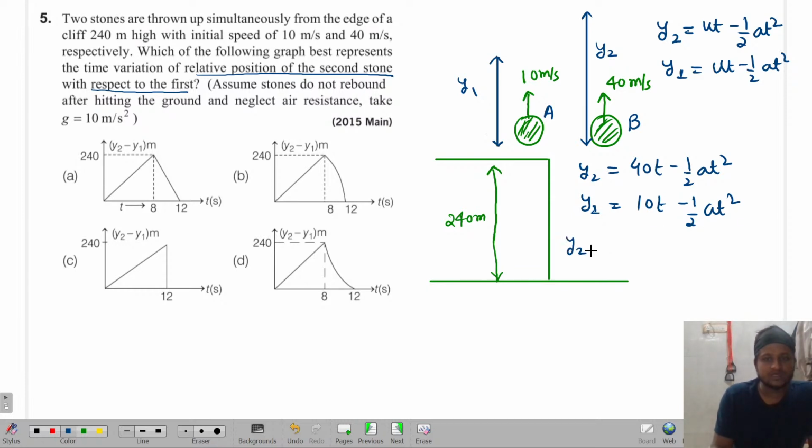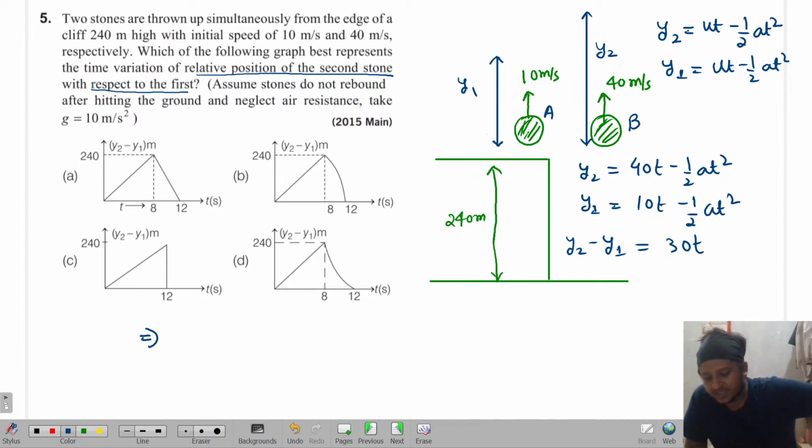So here y2 minus y1 equation will be what? It will be equal to 30t. Why? Because half at square got cancelled. Yes or no? Now, you try to see this, try to understand about this thing. First, you try to understand for particular ball A and particular ball B, till what time they are traveling. Can you calculate that first? Till what time they are traveling. Can you calculate?